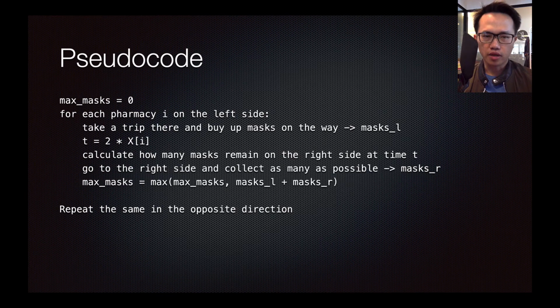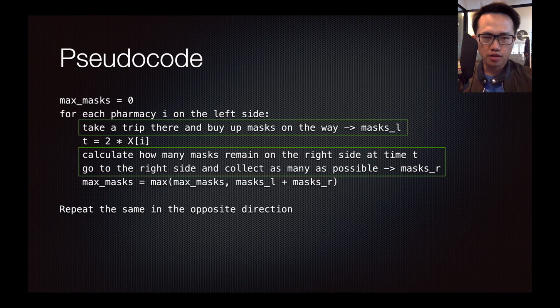And then you calculate how many masks are still remaining on the right-hand side at time t, and then you go there and collect all the masks that are remaining, as much as possible. The sum of masks L and masks R is what you're trying to maximize. And of course, you have to repeat the same thing in the opposite direction, taking a trip to the right-hand side first, and then go back to the left side and collect all the masks.